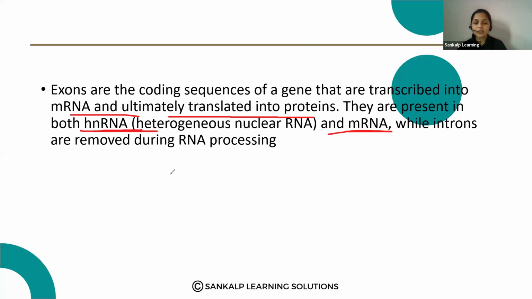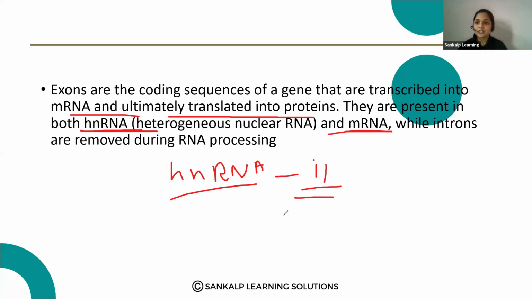While hnRNA contains non-coding sequences, which are called introns, what do they do? They are removed in splicing. But exons are the coding sequences which are present in both hnRNA and the mRNA.